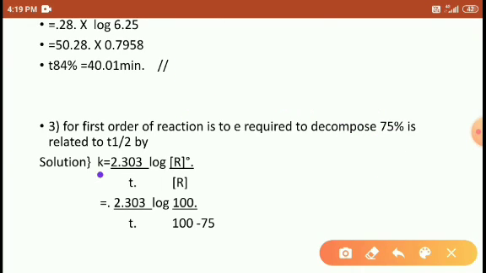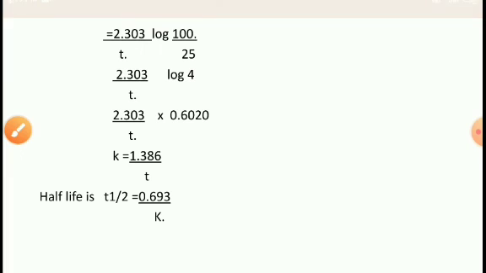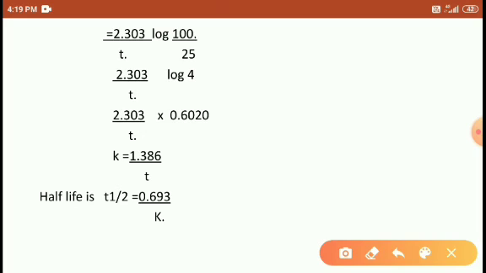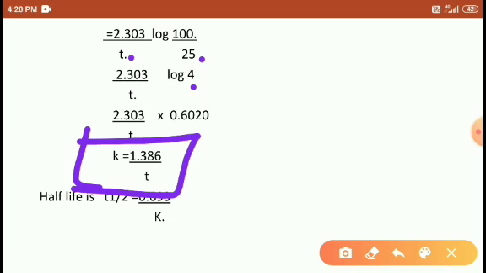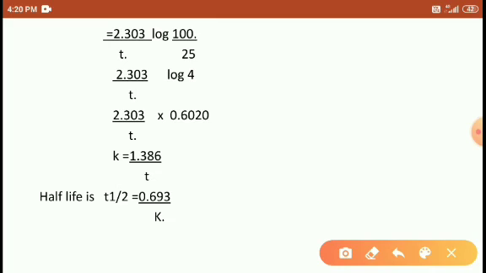So for a first order reaction, K is equal to 2.303 by T, log R naught by R. That is 2.303 by T, log 100 by 100 minus 75, because 75% is decomposed. Then, students, 2.303 by T, log 100 by 25. Then we get log 4. The log 4 value is 0.6020. You multiply this value, then you get K equal to 1.386 by T. Right, students? So the K value is here.